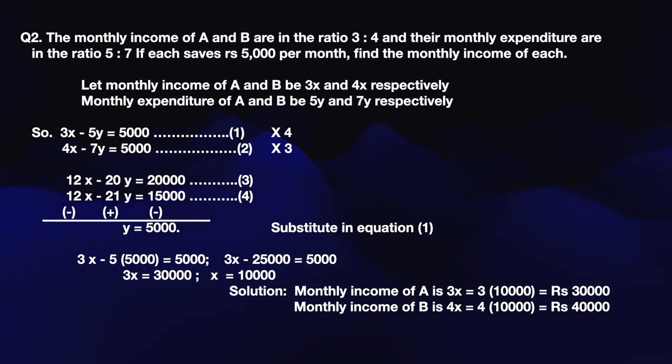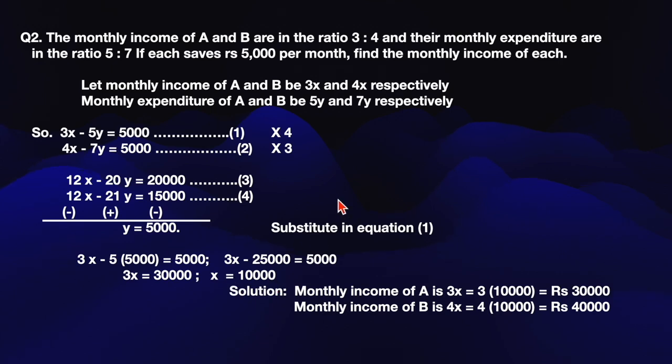Okay, now we are going to eliminate this. So I have to change the sign here. Both cannot be the same sign. So here I'll take positive as negative. So this negative becomes positive. This positive becomes negative. I have to change the sign throughout the equation. Okay. So what is 12x minus 12x? 0. Okay. Minus 20y plus 21y is y. 20,000 minus 15,000 is 5,000. So y is equal to 5,000. Substitute in one of the equations and solve it. You get x as 10,000.